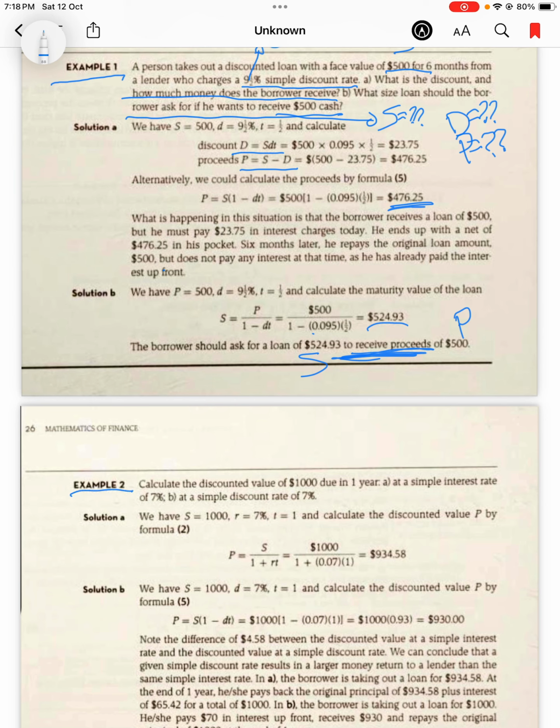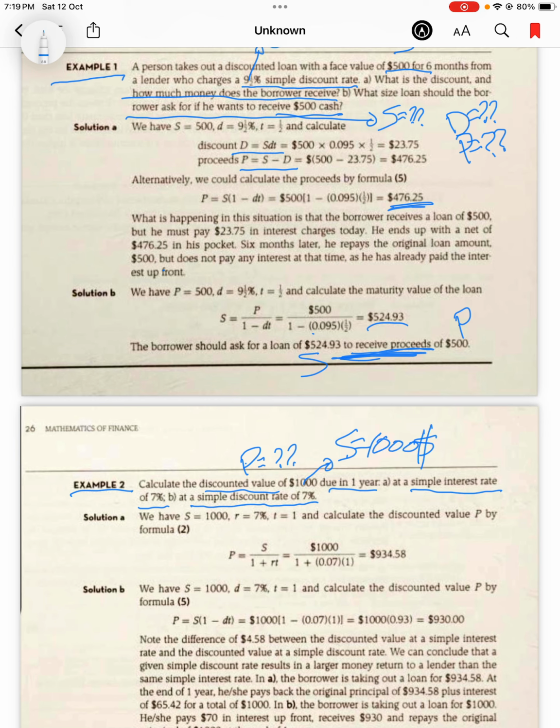Question number or solved example number 2. Calculate the discounted value of $1,000 due in 1 year at a simple interest rate of 7%, and at a simple discount rate of 7%. Here S is 1,000. The discounted value means B. Find B. This is S equal 1,000.